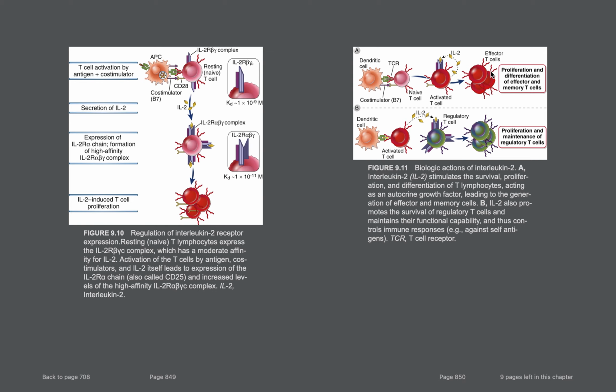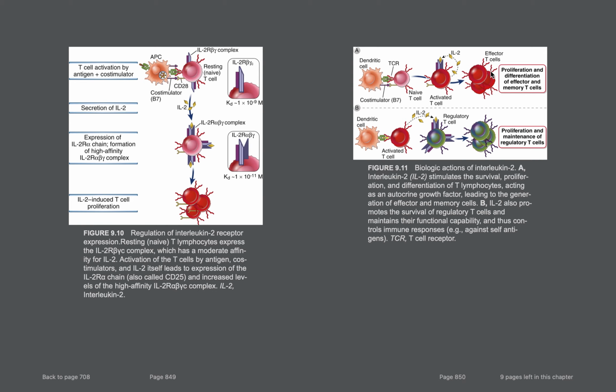So here we see the dendritic cell, which acts as an antigen-presenting cell. Then with costimulators, what happens? The naive T cell is activated. After activation, you get effector cells. Proliferation and differentiation of effector and memory T cells happen. Then activation happens, interleukin-2 is produced, and it acts on regulatory T cells. Regulatory T cells are proliferating.